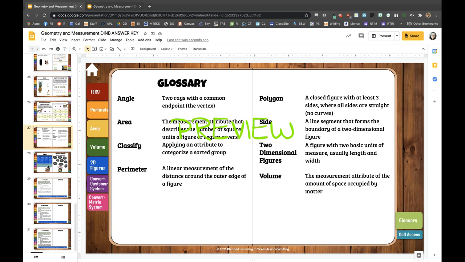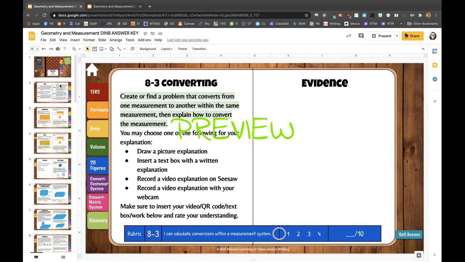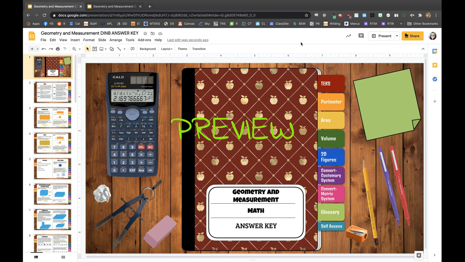Then there's the glossary and a section for self-assessment. So that is my Geometry and Measurement digital interactive notebook.